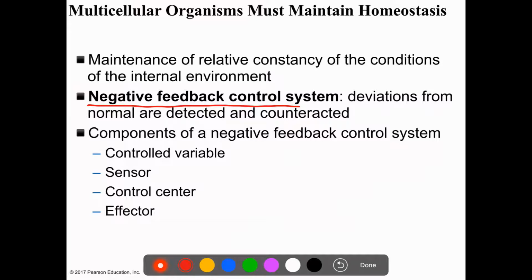It's kind of counteracting the change, trying to stop it, trying to minimize it, stopping it as early as detecting it in order to maintain that stable environment. Now, for the negative feedback, we have different components that are forming that negative feedback control system. The first one is the controlled variable, second one is sensor, third one is the control center, and the fourth one is the effector.